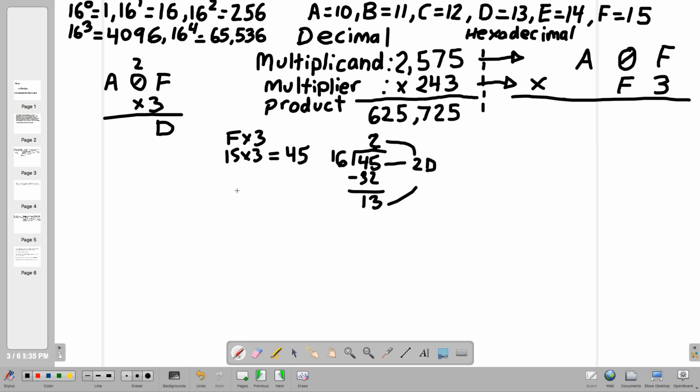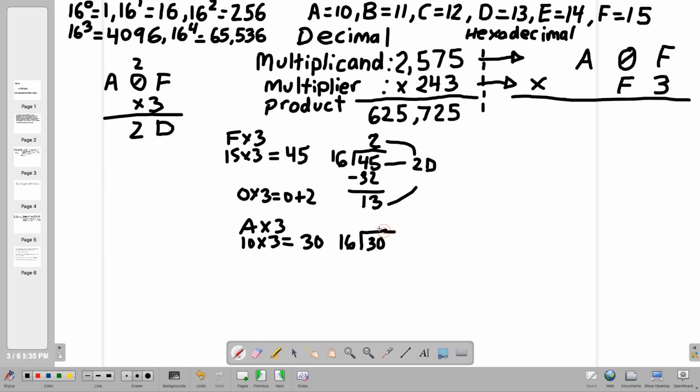All right, so our next computation, we have 0 times 3 equals 0. But we add the 2 because we have a 2 at the top up here. So 2 is already represented in hexadecimal. All right, so the next computation, we have A times 3. And in decimal, that's 10 times 3. And that equals 30. And that's the decimal representation. So we want to convert that to hexadecimal.